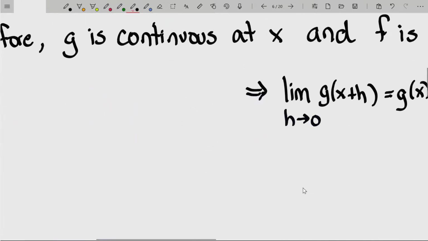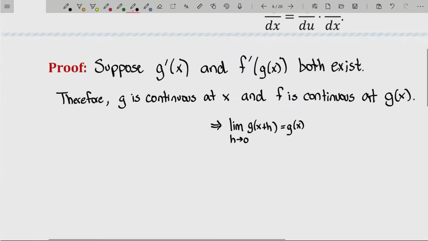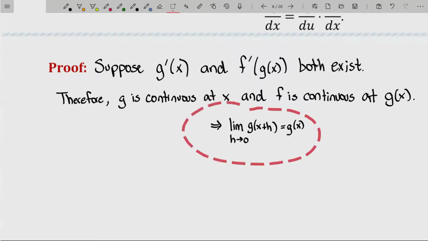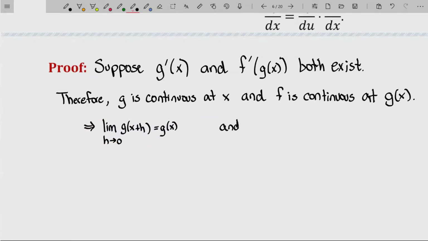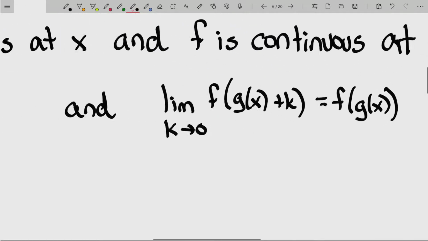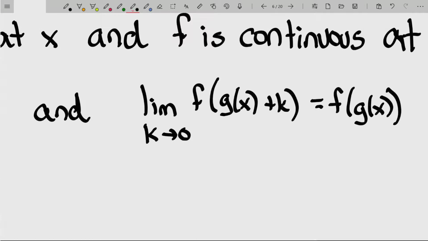So g being continuous at x tells me as h approaches 0, g of x plus h must actually equal g of x. And I'm going to grab that and move that over a little bit because I need a second argument here. And I'll say "and" then I'll fill something in here. Since f is continuous at g of x, as long as we let our input get really close to g of x, which as k goes to 0, that input totally gets close to g of x, the function will tend to f of g of x.